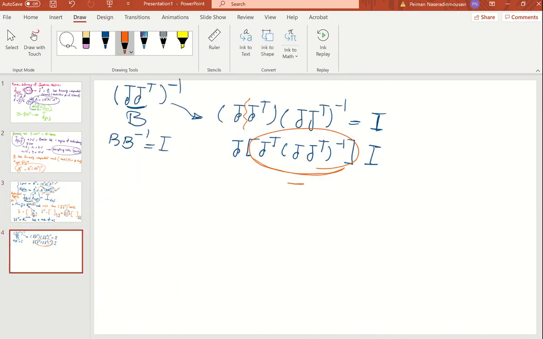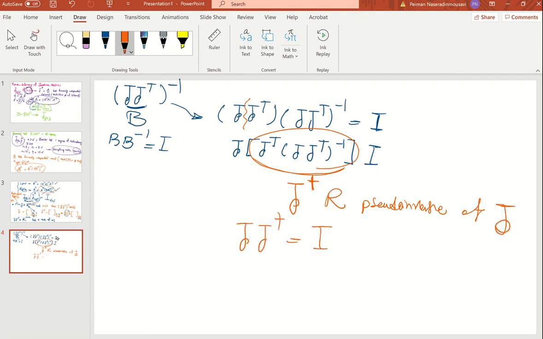So now I'm going to say right pseudo inverse of J. Obviously we know that J is the Jacobian matrix, and J times its right pseudo inverse for redundant robots is I, the identity matrix. Understand?